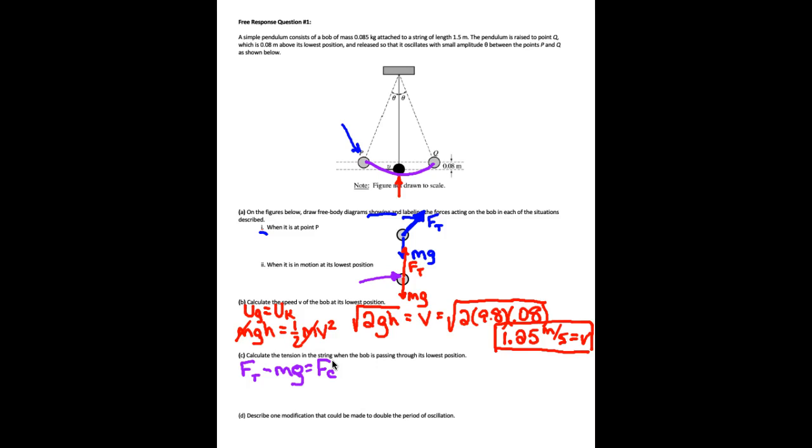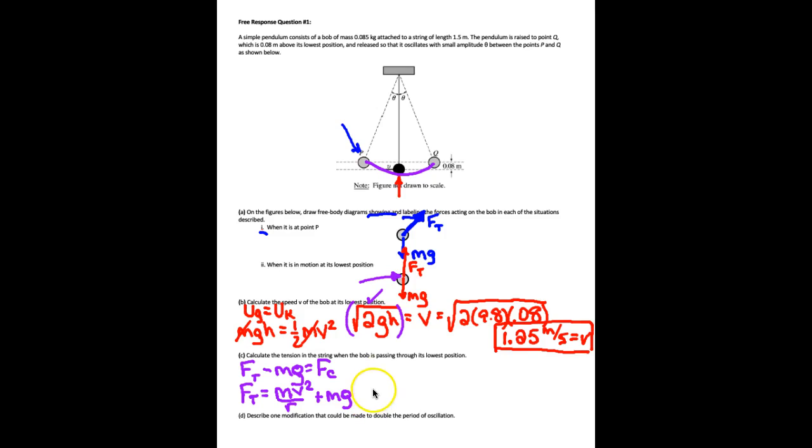So I know that the centripetal force can be written as mv squared over r. So I'm going to go ahead and do that. I'm solving this for Ft. I'm going to add mg to both sides and substitute. This becomes Ft is equal to the centripetal force, which is mv squared over r, plus mg. Now, interestingly, I just solved for an expression right here, root 2gh, when it's at the lower position. So I know how fast it's going to be going at the lower position.